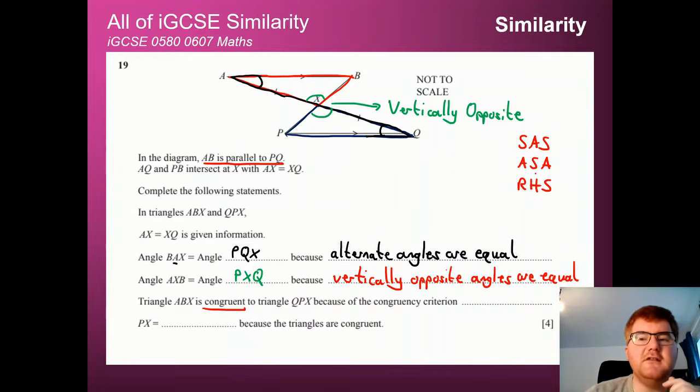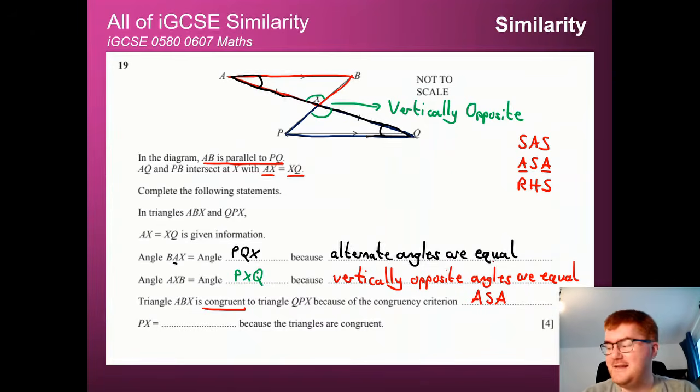The congruency criterion we have here, well, we have 2 angles the same, and notice we're given at the start that AX was equal to XQ, so those 2 sides were also the same. So the congruency criterion is ASA, so make sure we write that carefully. And therefore, the side PX, so this side here, must be equal to the side XB. So these 2 sides must be the same. If these 2 sides are the same, then these 2 sides must be the same. So I'll put 2 lines there to show that.